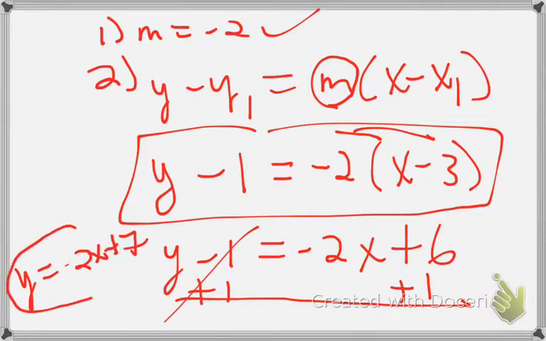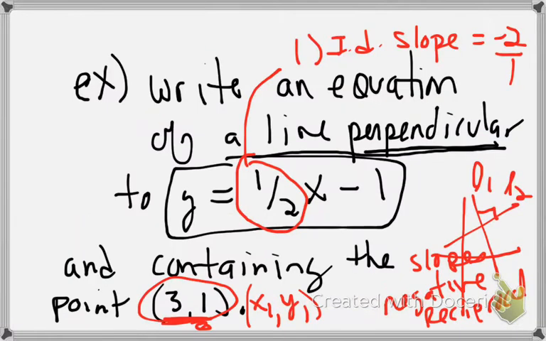So, how do you know you're right? Well, if I put -2x plus 7 in my calculator, say, and this one in my calculator, what I'm going to see is two lines that are perpendicular to each other. Okay? All right. Good luck out there.